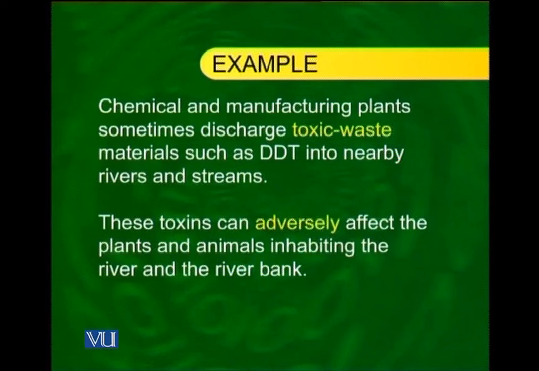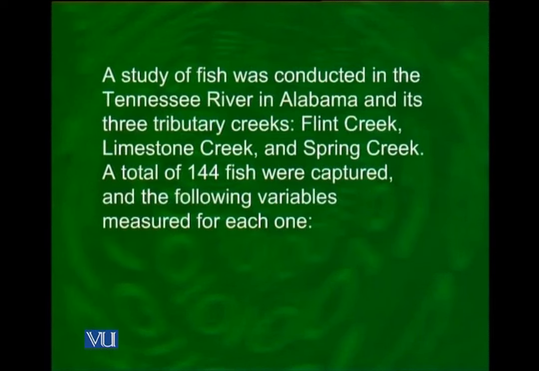Let us now consider an example that illustrates the various types of variables and scales that may be encountered in a real-life study. Chemical and manufacturing plants sometimes discharge toxic waste materials such as DDT into nearby rivers and streams. These toxins can adversely affect the plants and animals inhabiting the river and the river bank. A study of fish was conducted in the Tennessee River in Alabama and its three tributary creeks, the Flint Creek, the Limestone Creek, and the Spring Creek. A total of 144 fish were captured and the following variables measured for each one.